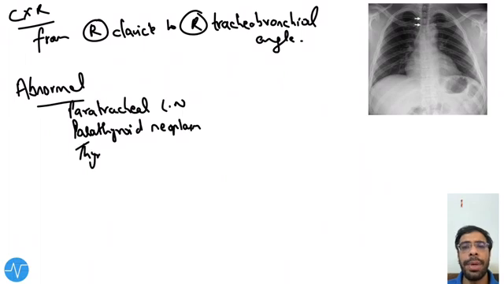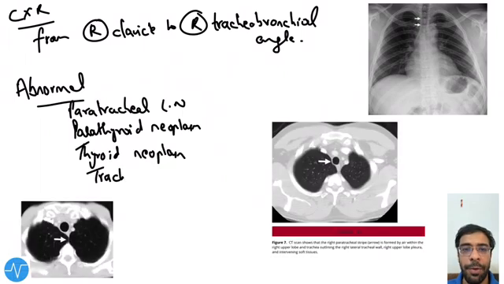Now what abnormalities do you have to suspect? Paratracheal lymph node, paratracheal neoplasm, thyroid neoplasm or tracheal neoplasm. And same with everything, there would be abnormal convexity. In the CT you can see this is the right paratracheal stripe.